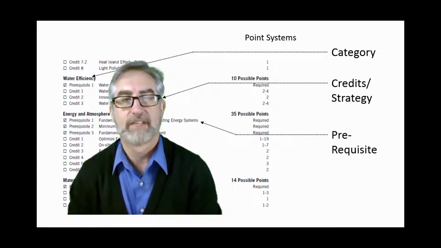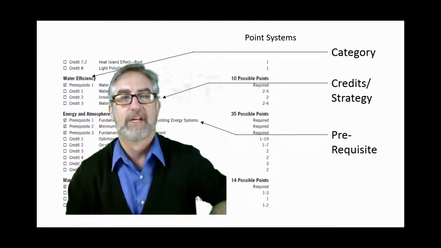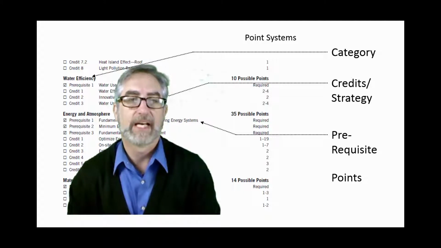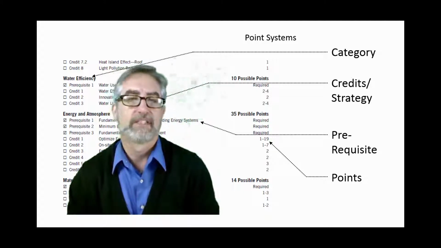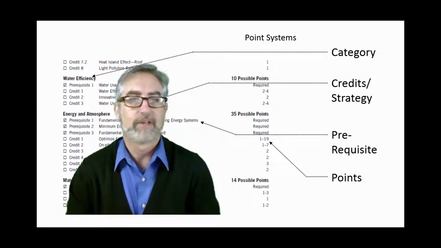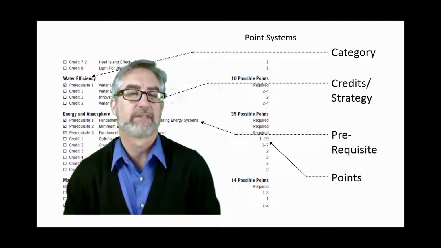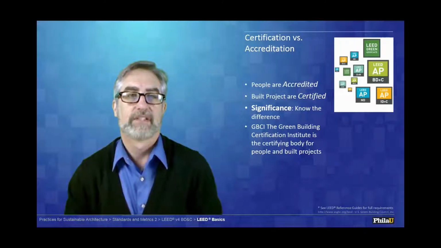And then there are prereqs. So these are things that you have to do. And if you miss one prereq in any category, you lose your entire rating system. And then I believe the lawsuits will begin. And then finally, there are points. And those points can vary from credit to credit, depending on how LEED or USGBC has weighted the importance of those. And they vary to provide some flexibility for the user.